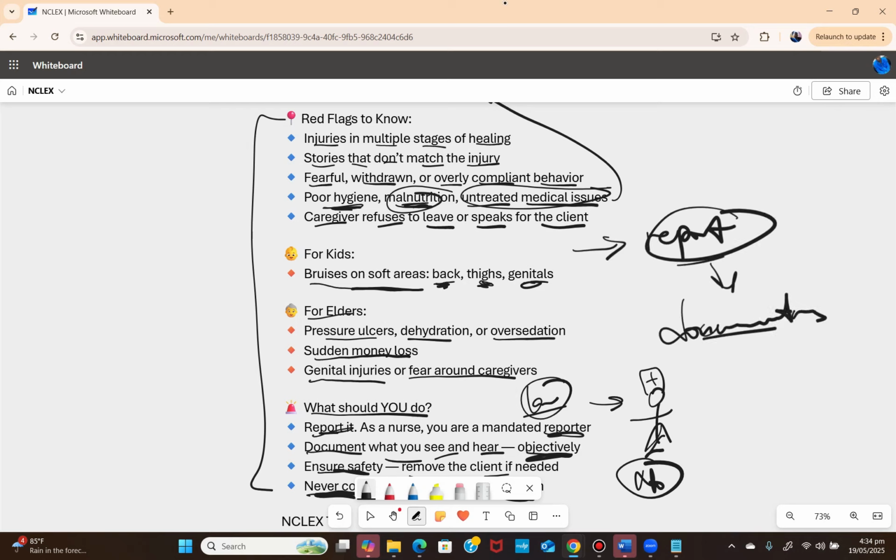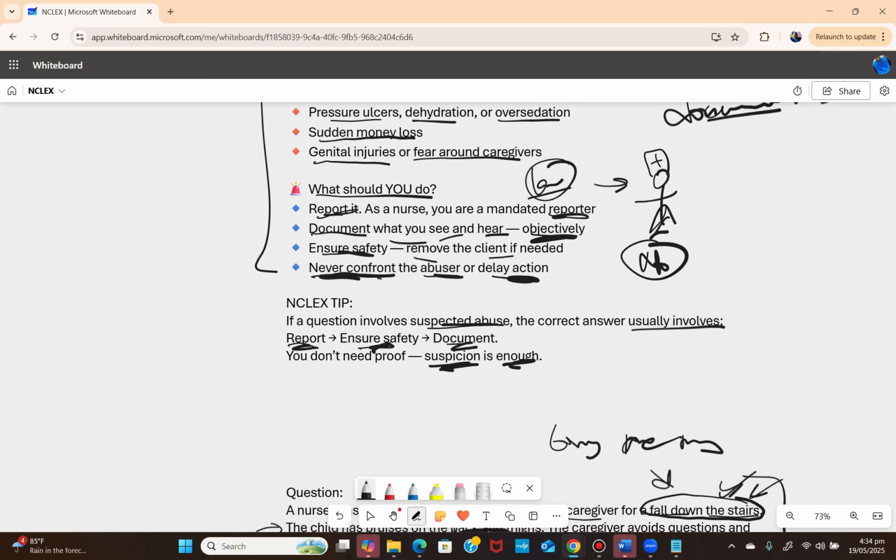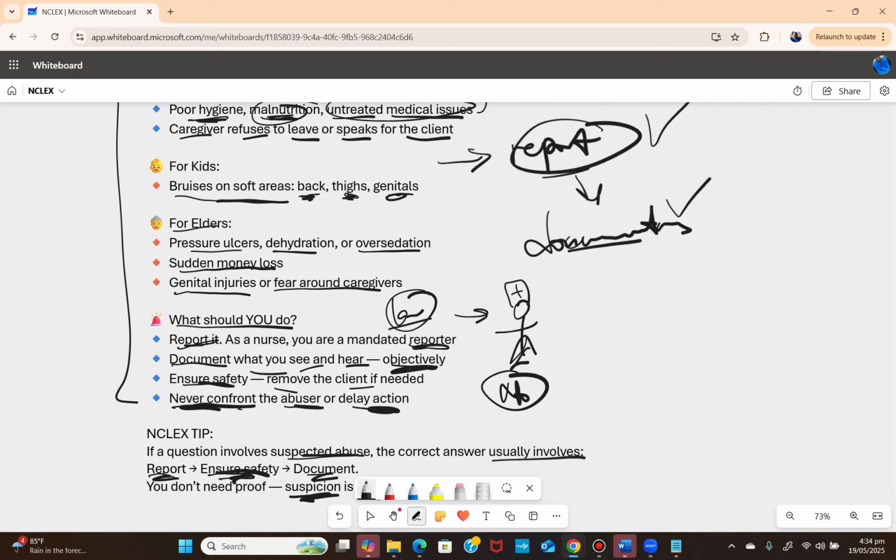If it's a select or apply question, then you can select report, document, and then ensure safety. Right, you can see it right there. Report, ensure safety, document. Okay, document is even the last thing. You want to ensure safety, right, before document. Just follow this order: report, ensure safety, document. Right, but if it says select or apply, then every one of those three would definitely be the correct answer.